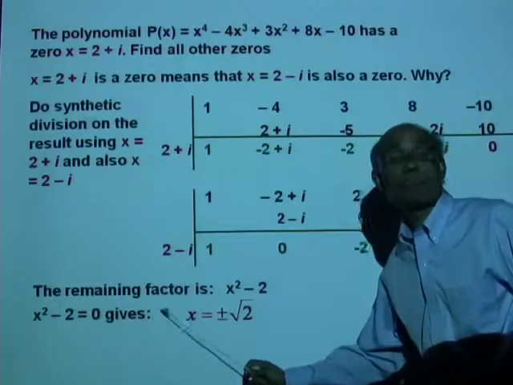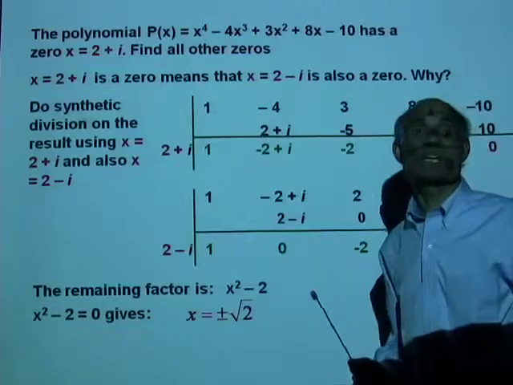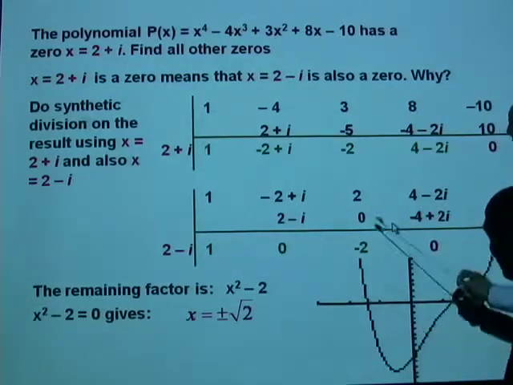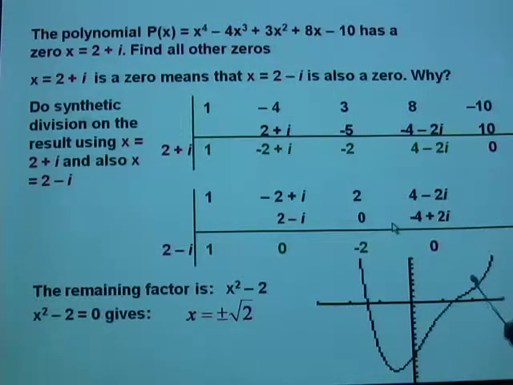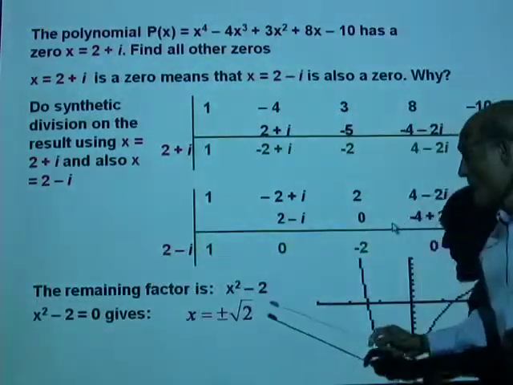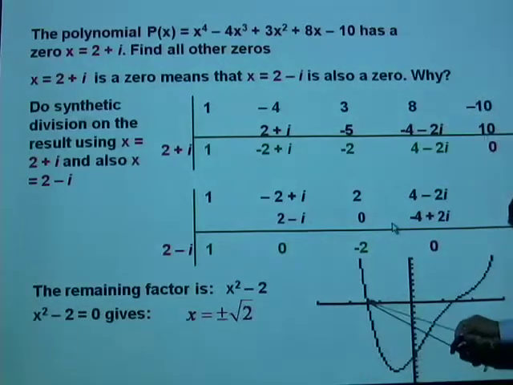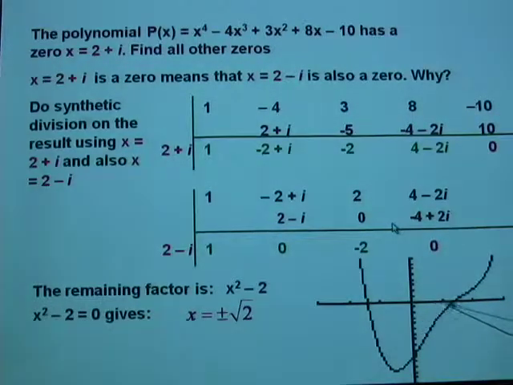That means x minus square root 2 is a factor, x plus square root 2 is a factor. Now look at the graph of that polynomial function. You got two complex zeros and two real zeros. These are irrational but real. This is negative square root 2. This is positive square root 2. Okay. Negative square root 2, 0, and positive square root 2, 0.